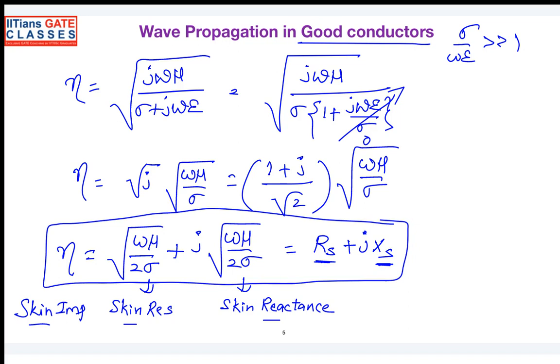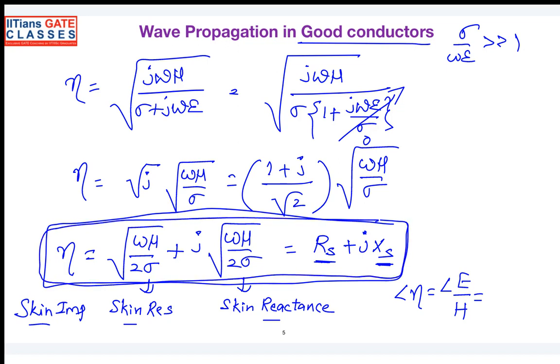Can you tell me what is the phase angle between your electric field and magnetic field in this case? So when you have a look at the equation, what is the phase angle between E and H? You can answer quickly. Why are you taking so much time now? Sir, 45 degrees. Correct.